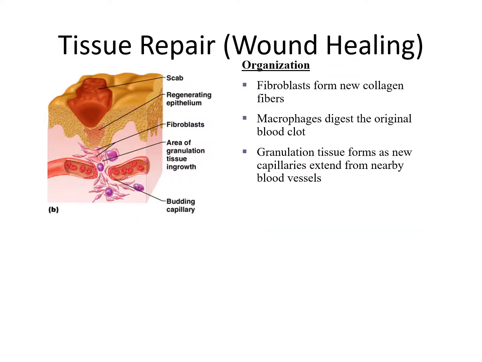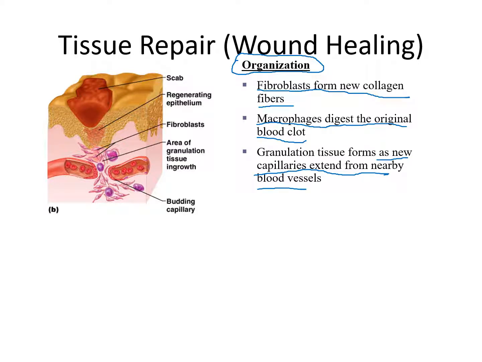The second stage is organization. After the inflammatory response, fibroblasts are going to come into the area, and they're going to lay down new collagen. Macrophages, the white blood cells, are going to come in to digest the original blood clot. And then you're going to have granulation tissue, which will form as new capillaries extend from the blood vessels, right? So you're really going to help repair this entire area here.